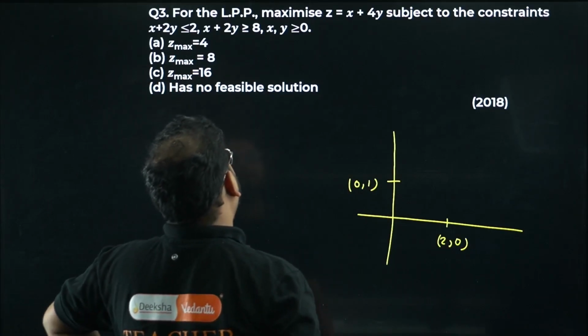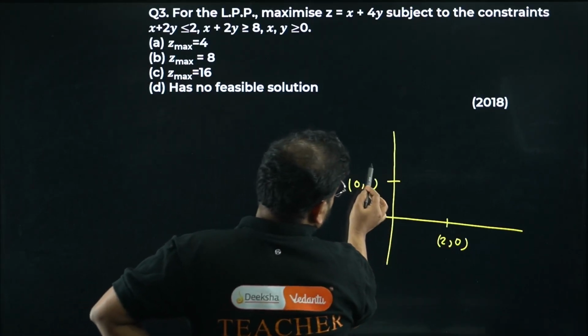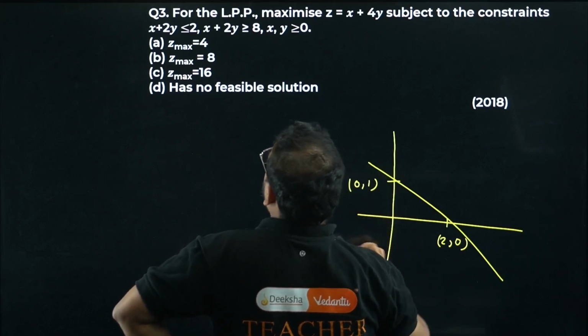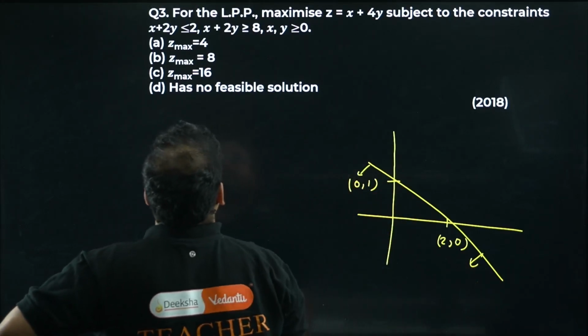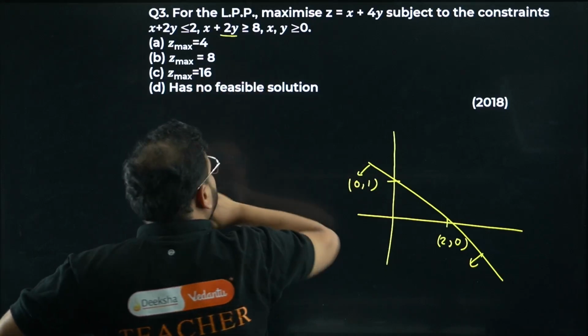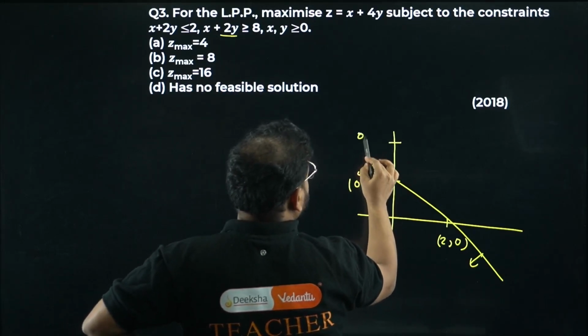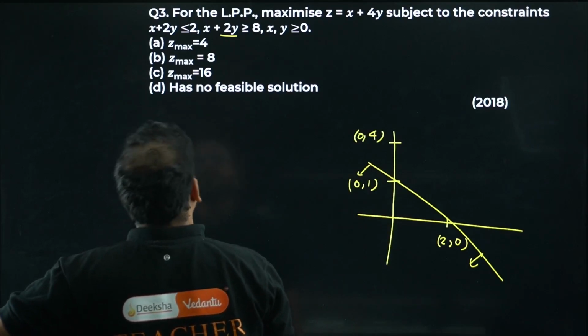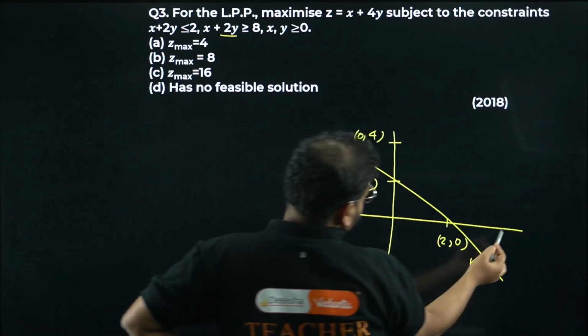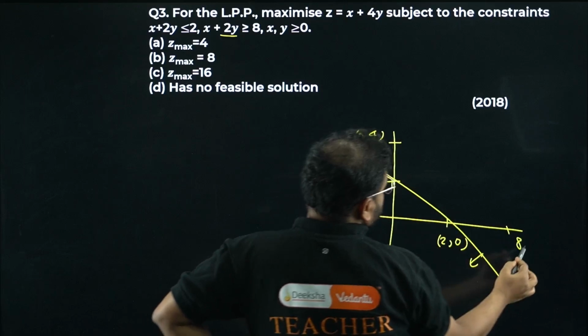Same way, when x is 0, y is 4. Please check, this is less than, right? When x is 0, y is 4 from here, since 2y goes to 8. So y is 4, somewhere over here, (0, 4). And when y is 0, x is again 8. So we have (8, 0).